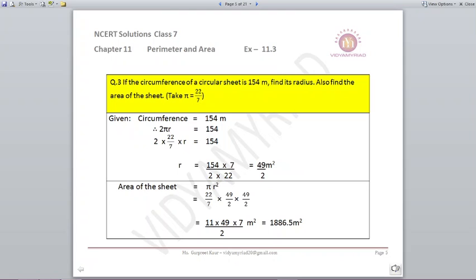Question number 3. If the circumference of a circular sheet is 154 meters, find its radius. Also find the area of the sheet. Pi taken as 22/7. Now here in this question, we are given the circumference. What is the formula for the circumference of a circular sheet? 2 pi r. So 2 pi r will be equal to 154. We are already given the answer. So from this we will find out the radius. That comes out to be 49/2 meters.